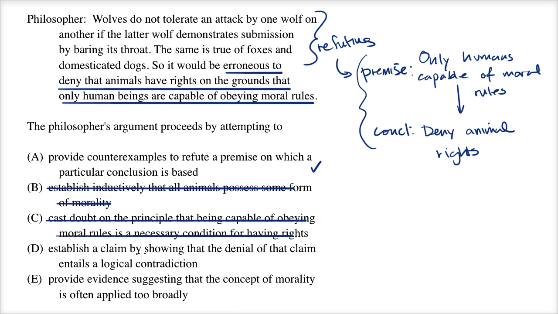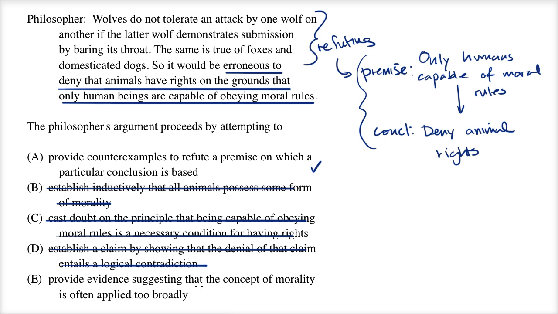D, establish a claim by showing that the denial of that claim entails a logical contradiction. No, he's not actually trying to establish a claim. I mean, it's starting to feel like he's trying to, as it looks like this is someone who would argue for animal rights, but he's really just trying to undermine someone else's claim to deny animal rights. So he's not trying to establish his own, or she's not trying to establish her own.